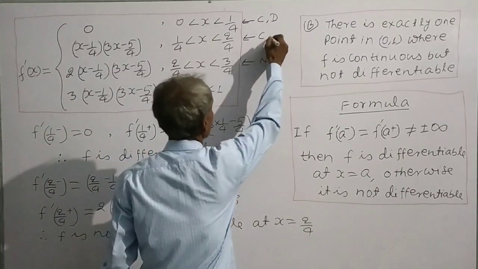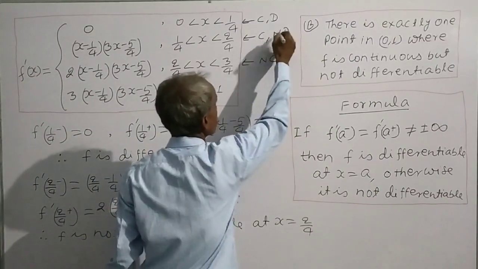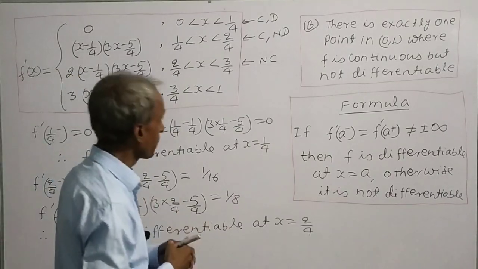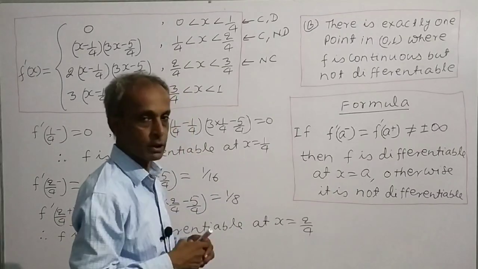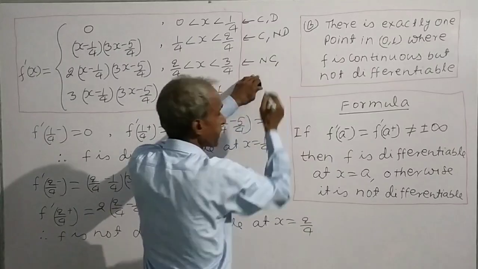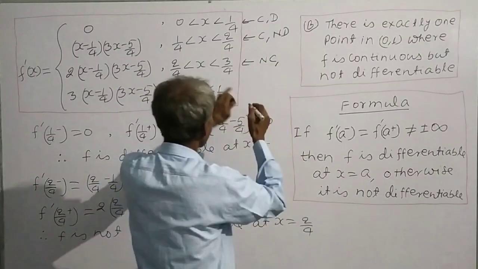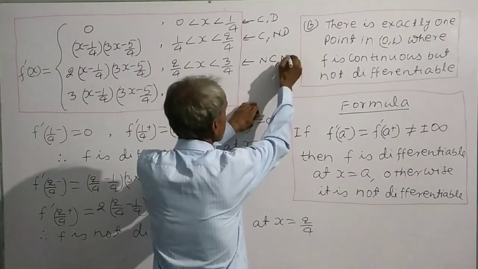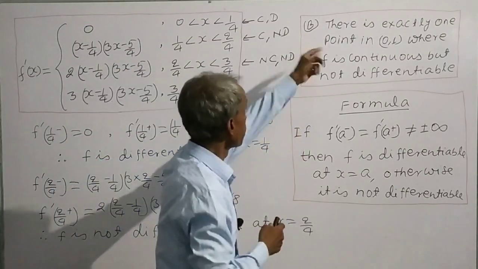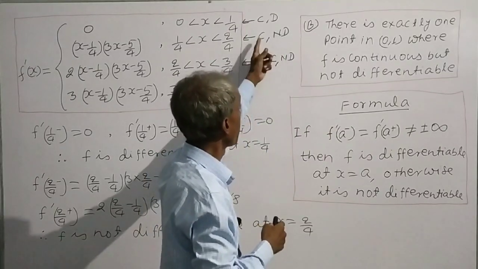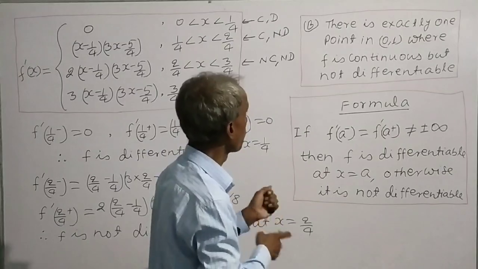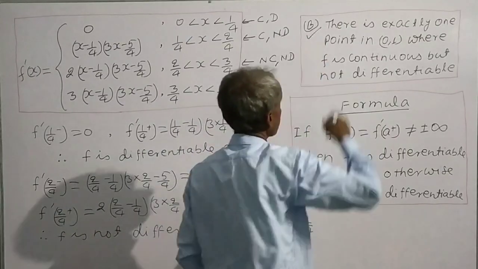Not differentiable. And we know that at a point where the function is not continuous, it is also not differentiable. Therefore it will certainly be not differentiable at 3/4. Since there is exactly one point where the function is continuous but not differentiable, this option is correct.